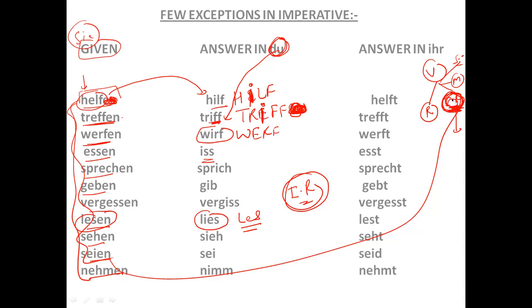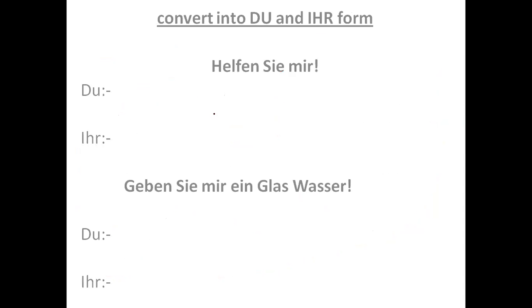And if you do not remember irregular verbs, I would suggest you learn this table as it is, right? Because then you name this table as "few exceptions in imperative". That is it. Okay, now let's do some examples with exceptions. It says "Helfen Sie mir."